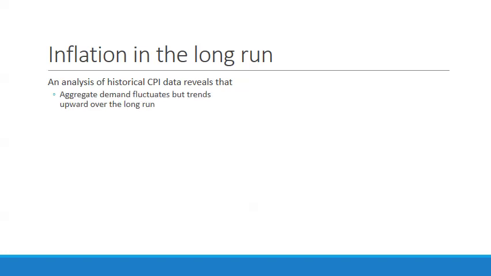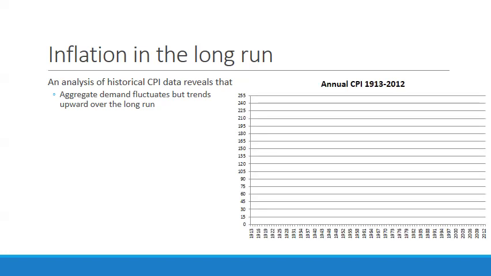The other side of this coin, though, is that inflation also occurs in the long run. Over the long run, we see an increase in prices. An analysis of historical CPI data reveals that, in other words, all we have to do is look at CPI to determine that price levels are increasing over the long time period. So aggregate demand fluctuates, but it trends upward over the long run. To give you an idea, you can see right here how it's been trending. Price levels have been steadily increasing, and since 1971, they've increased even more significantly. So price levels steadily increase over time.